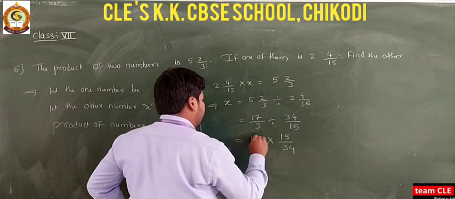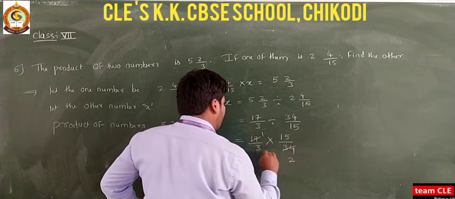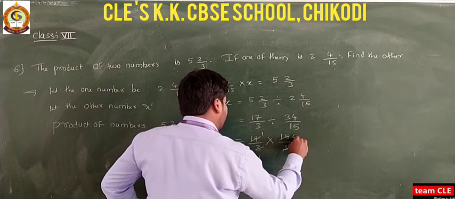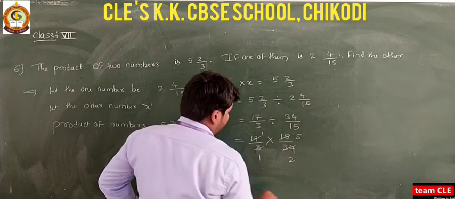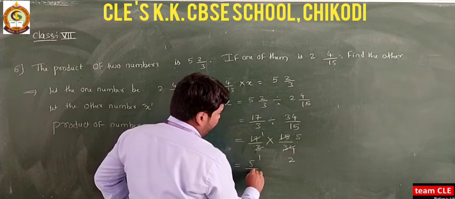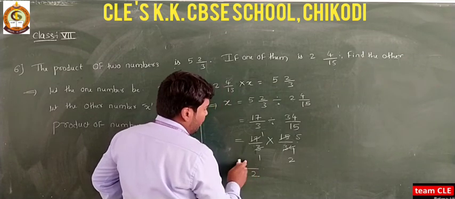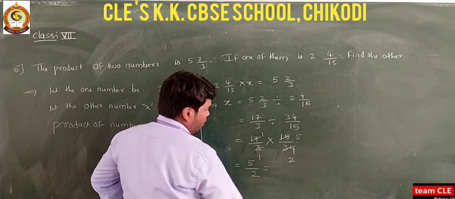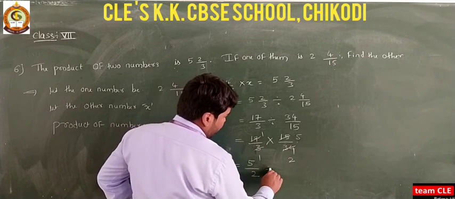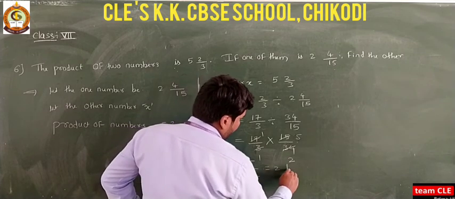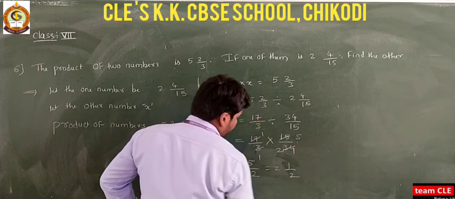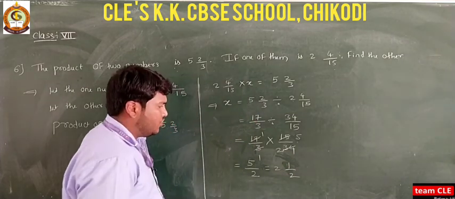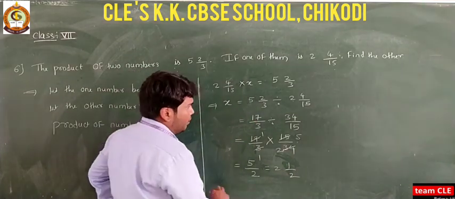So again, 17 ones are 17, 17 twos are 34, 3 ones are 3, 3 fives are 15. So the answer remaining is 5 by 2. This 5 by 2 you have to convert into a mixed fraction: 2 twos are 4, remainder 1, so write 1 divided by 2. 2 integer 1 by 2 is the second number.